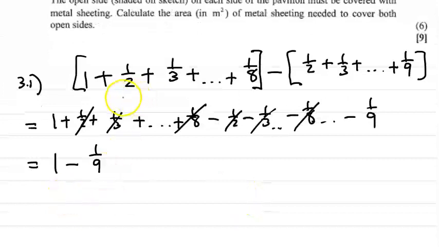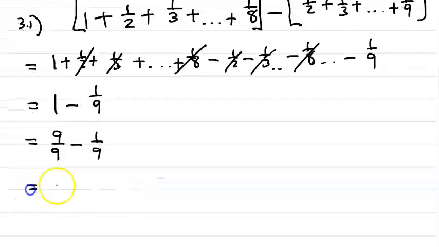If you wanted to, you could expand and write every term, because we're only going to have 8 terms minus 8 terms, and maybe that will give you a better understanding of this question. But if you understand it like this, knowing that all terms in between will cancel and you're only going to be left with 1 minus 1 over 9, then 1 is 9 over 9 minus 1 over 9, and that's equal to 8 over 9. So the answer there is 8 over 9.